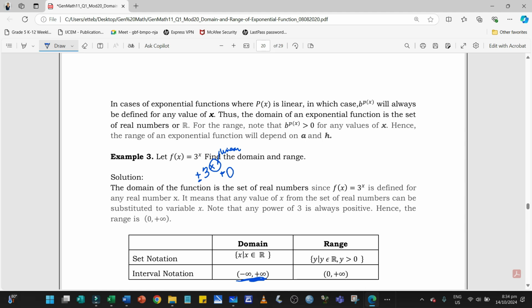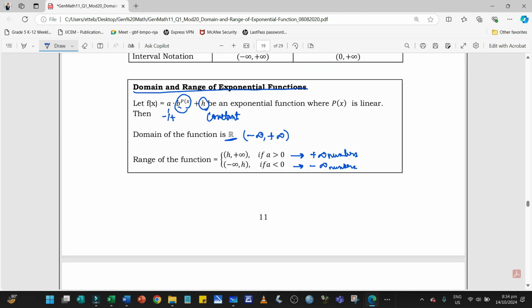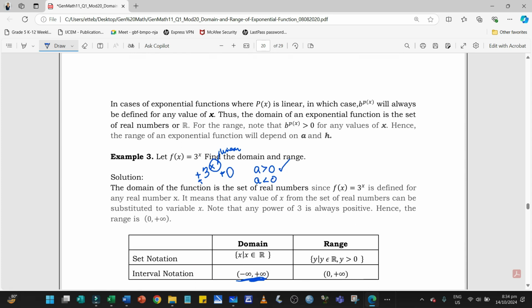Now the range. What about our a? Is a greater than 0 or less than 0? Our a is greater than 0. Therefore we are going to use h to positive infinity. Now, do we have the value of h? None. So that's why we have 0 to positive infinity.